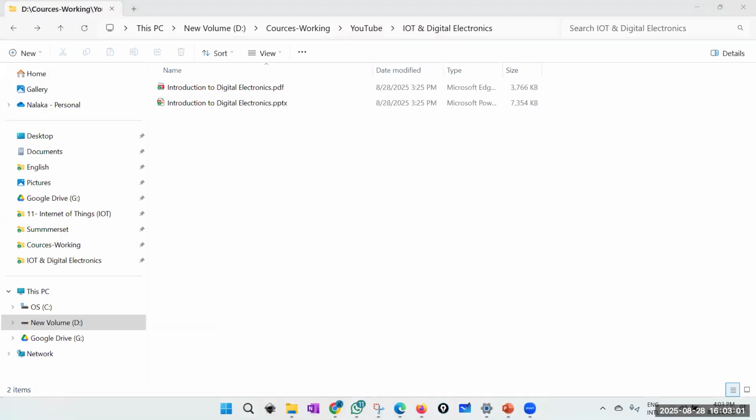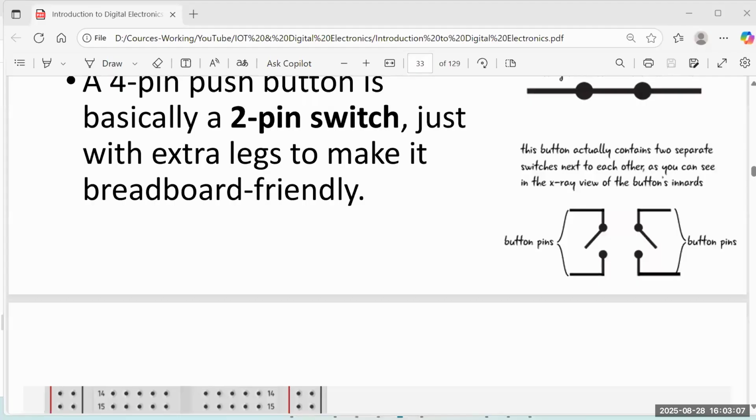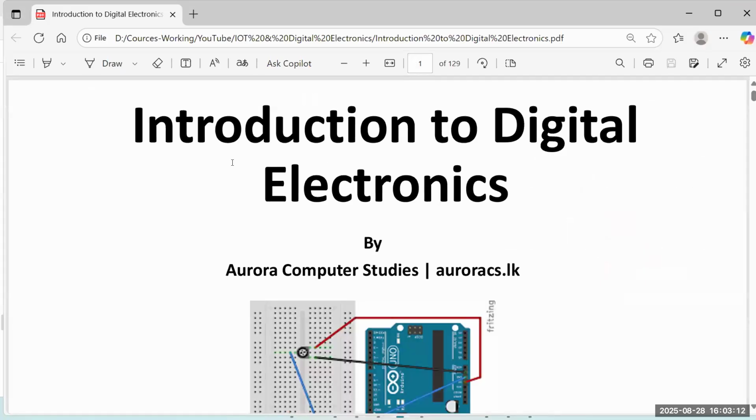Okay. Good afternoon. Right. So today, we want to do our final topic, IoT. I will be using a simulator, Tinkercad, but if you have a physical digital electronic set, you can use your physical digital electronic set as well.